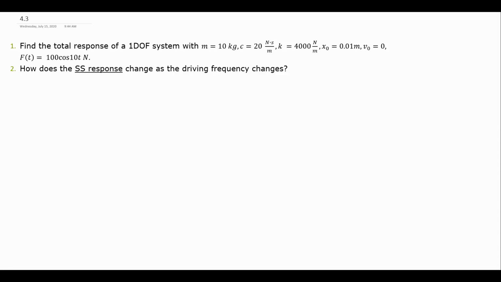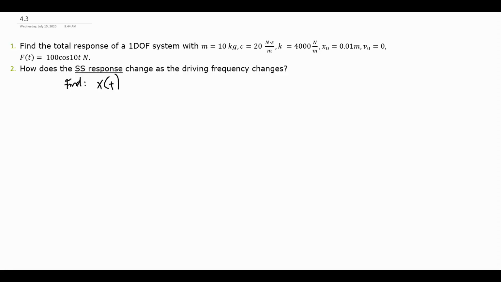This problem has us find the total solution for a damped forced system, and we're going to see how the response of the system is going to change as the driving frequency changes. So part one is having us find the solution, we'll call x of t, for the response of our system, and this is going to include the transient phase and the steady state phase.